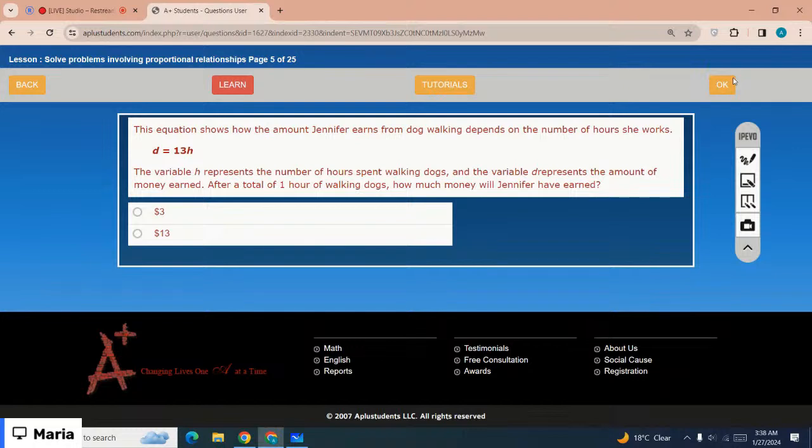Yes, the correct option is: you have to spend 1 hour, and h represents the time. So replace h with 1. So the correct option is, yes, that is 13. The correct option is $13, right?